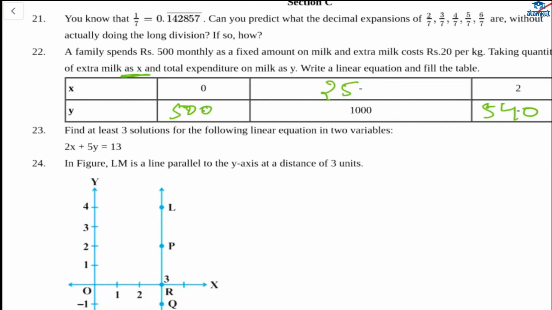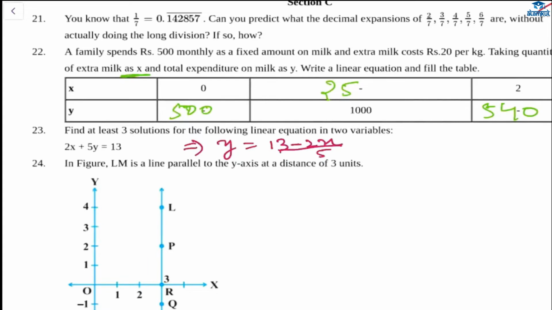Okay, if it is asking you to find 3 solutions for the given linear equation in 2 variables, first of all, whenever you are drawing a graph, make it a habit or a practice to make Y the dependent variable. Generally, we make Y only the dependent variable. So when you make Y the dependent variable, it will be (13 minus 2x) divided by 5. In this equation, Y becomes the dependent variable. It is dependent on X.